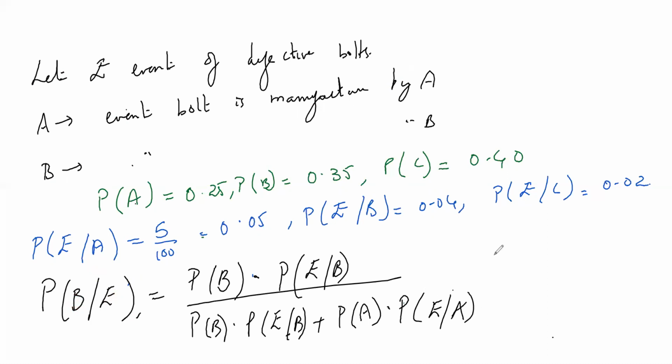Replace A by B. So I'm just replacing. So next thing is P of C dot P of E by C. All of these values I have to just substitute and keep here. That's all I have to do.